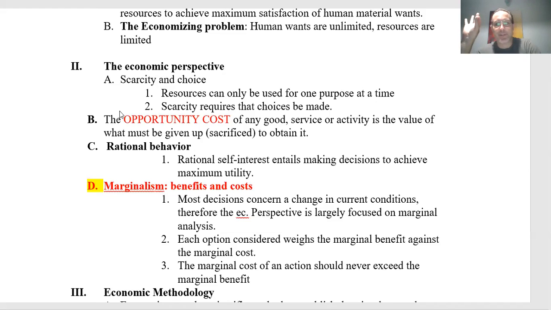I could study for science or for math. I studied for science, the opportunity cost was studying for math. That's what I gave up. I wanted to study for math, I just didn't have enough time. All right, good decision. So opportunity cost, that's that.